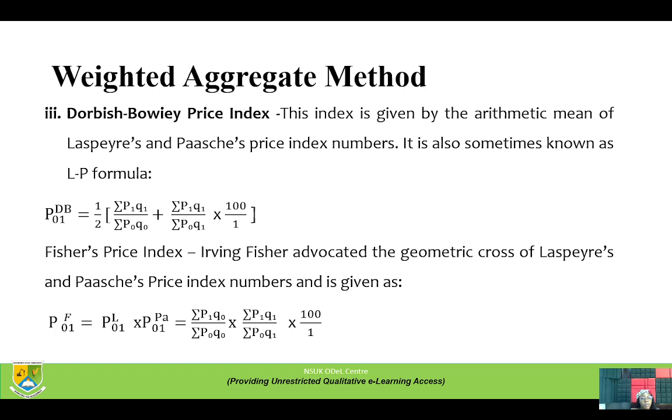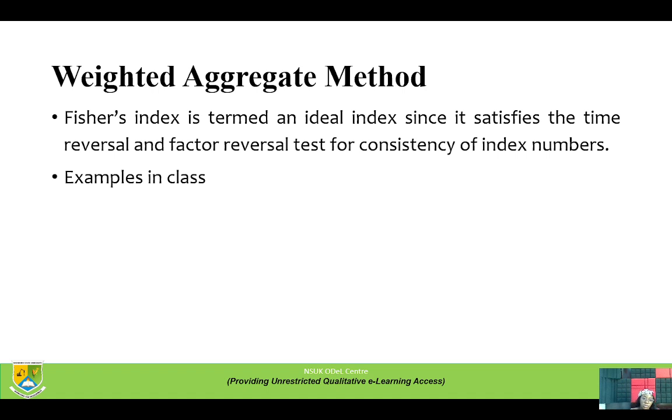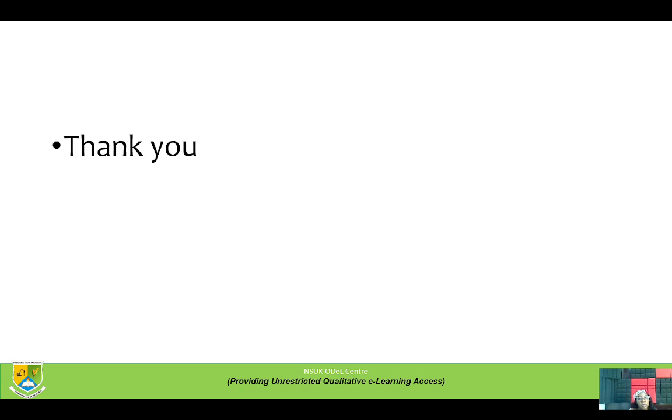Moving to the Fisher's price index. Fisher advocated the geometric mean of Laspeyres and Paasche price index numbers, and it is given as shown in the equation below. Fisher's index is termed an ideal index since it satisfies the time reversal and factor reversal test for consistency of index numbers. We will consider numerical examples in class.